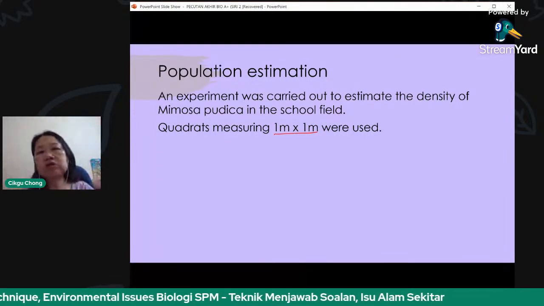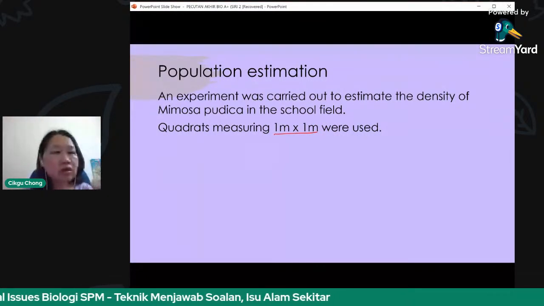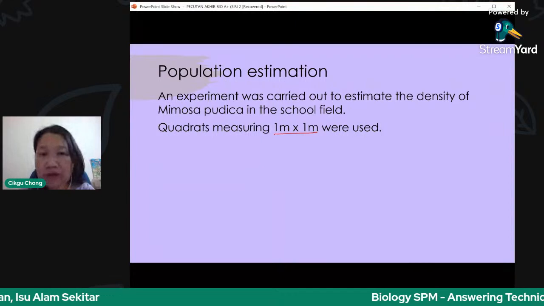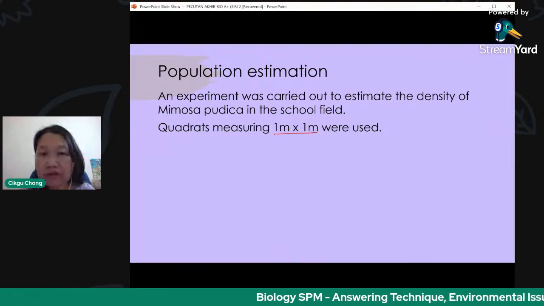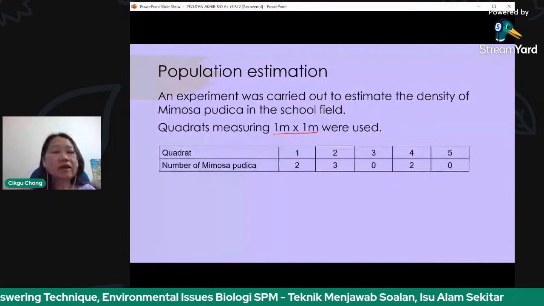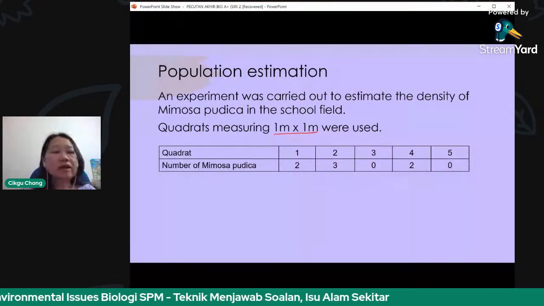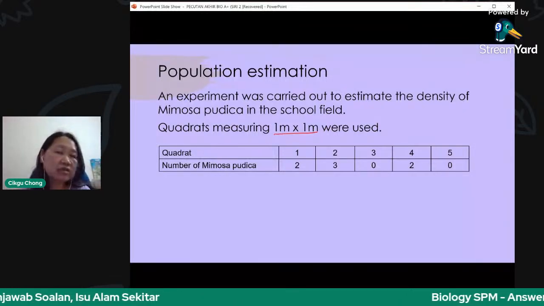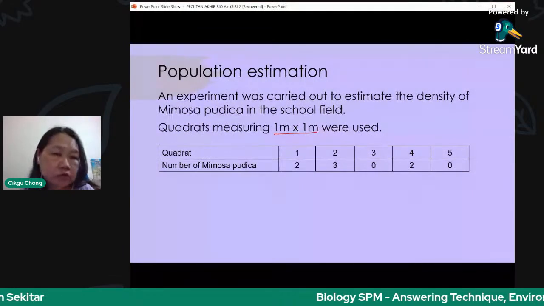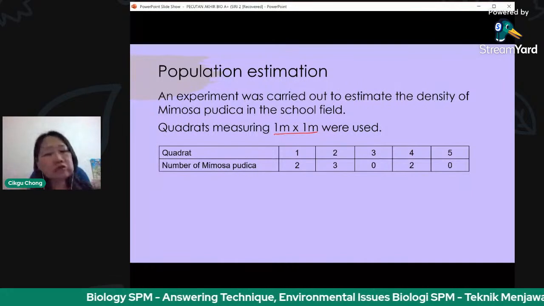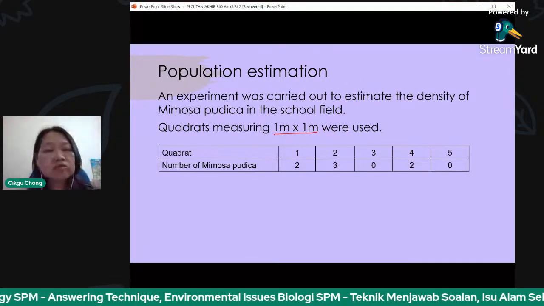And then again, be careful, it's not always 1 by 1. So read the question 2 times. It could be 0.5 times 0.5. Okay, and then when you put into the formula, make sure it's 0.5 times 0.5, not always 1. Okay, let's look at the data. The quadrat, you did 5. That means you threw the quadrat 5 times. The first time it landed onto the field, you found there are 2 Mimosa pudica, so you put 2 there. Then the second time, you find 3, and then the third time you throw, it so happened it didn't land on any Mimosa, so 0. Okay, so you did it 5 times.